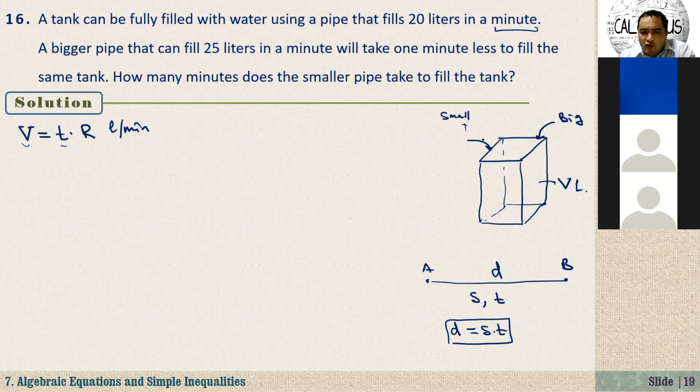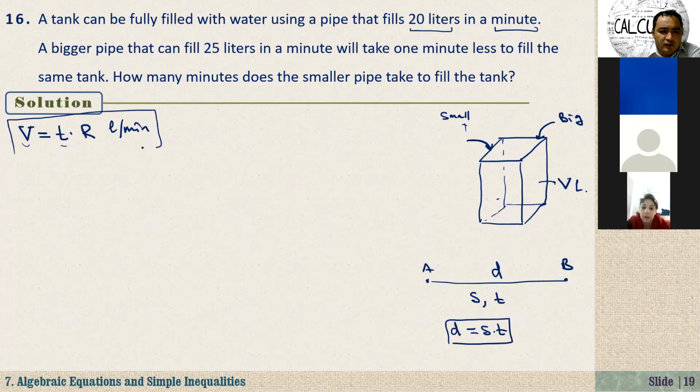What does it mean? If I just open this small tap, you can look at your watch and set a timer, and just open the tap and also start your timer. After 1 minute, if you close the tap, the amount of water in this container will be how many liters? It will be 20 liters. So that is how we actually model this kind of problems. Volume equals time times rate. What is the rate here? Liter per minute.